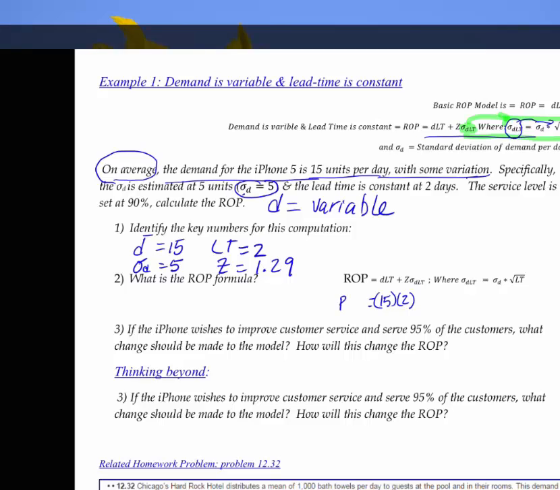Here, ROP, the reorder point, will equal our daily demand of 15 multiplied by our lead time of 2, plus our Z value, which we decided is 1.29 to get our 90% service level, multiplied by 5 times the square root of 2. That's because 5 is our standard deviation of demand, and 2 is our lead time. And in order to calculate the standard deviation of demand during lead time right here, we have to create this calculation.